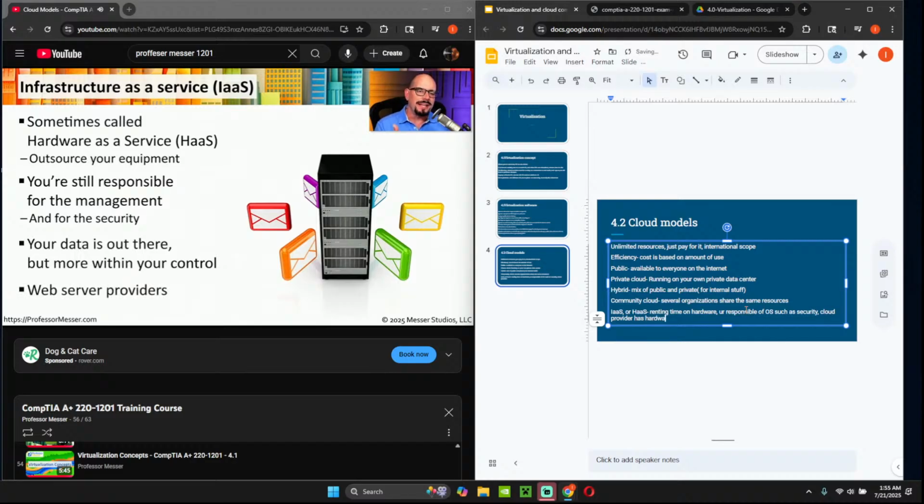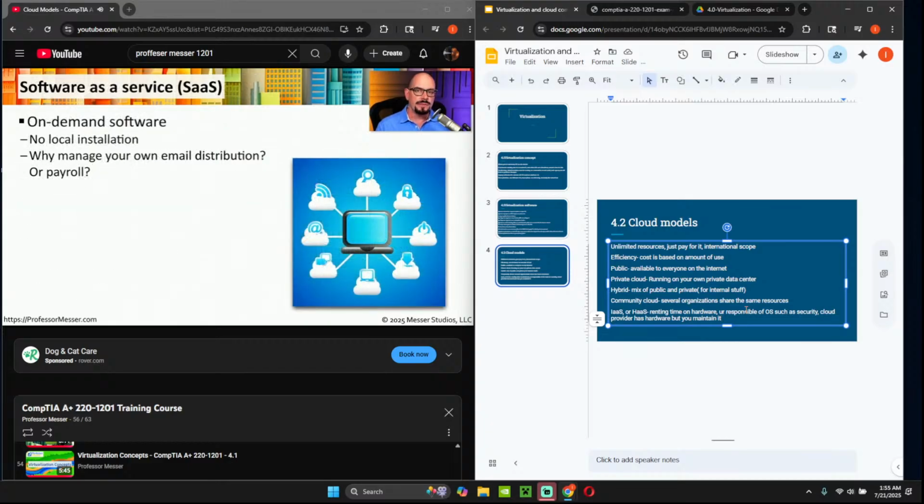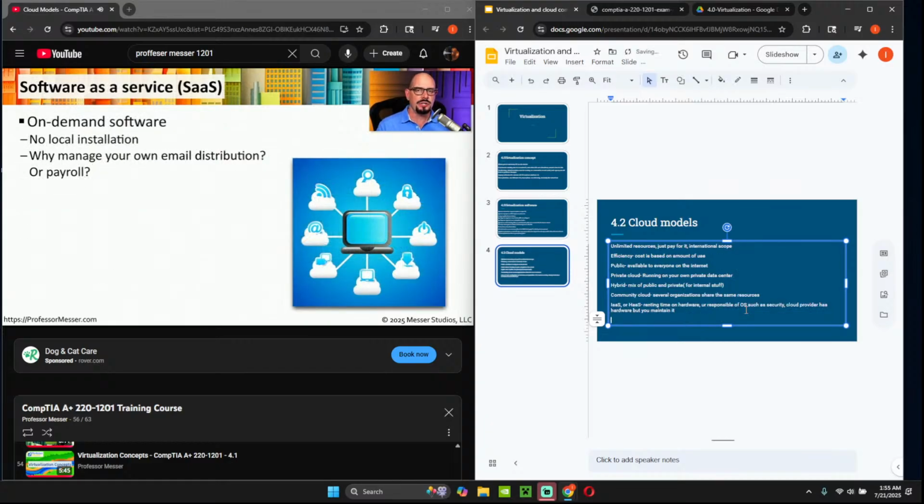One common use of an infrastructure as a service deployment would be with something like a web service provider. For example, if you're on ProfessorMesser.com right now, you're using a cloud-based server that was deployed in an infrastructure as a service model. I simply rent time on those systems, but I'm responsible for maintaining the operating system, the applications, and the data. Infrastructure as a service has a significant management overhead associated with it.